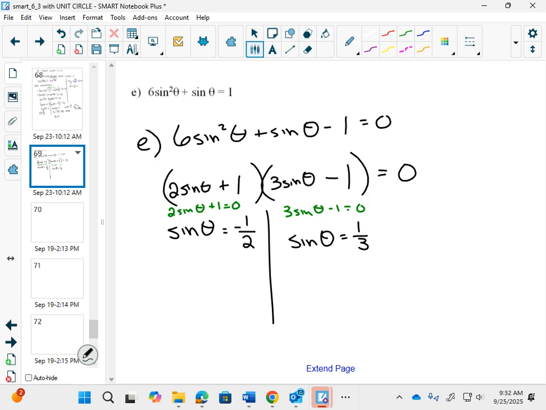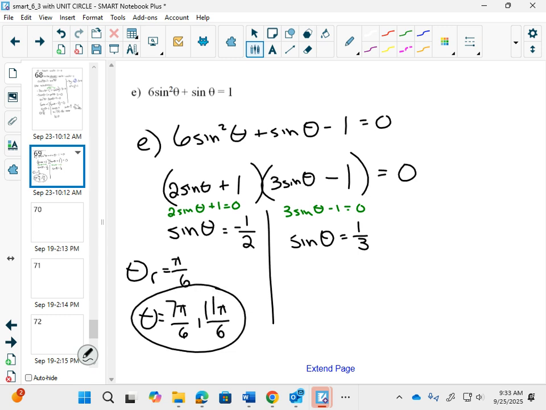So on these questions, even though this is calculator, they would say, write down exact answers where possible, or use your calculator where not possible. This side, that's your pi over 6 family. It's negative, so it's in quadrants 3 and quadrants 4. The other side is not on your unit circle.